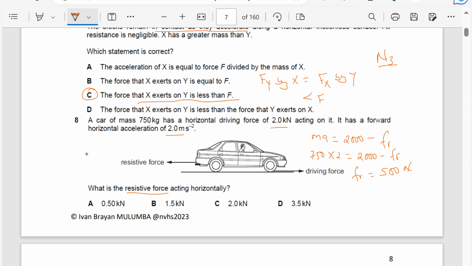But I think 500 newtons is the same as 0.5 kilonewtons, which means the answer is going to be A.